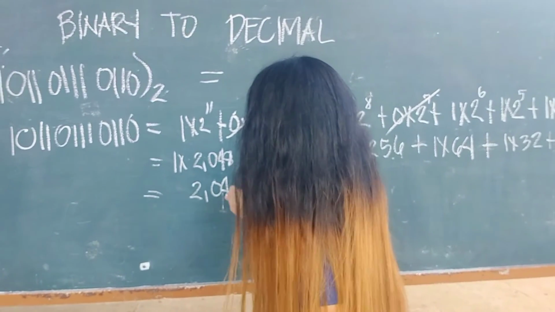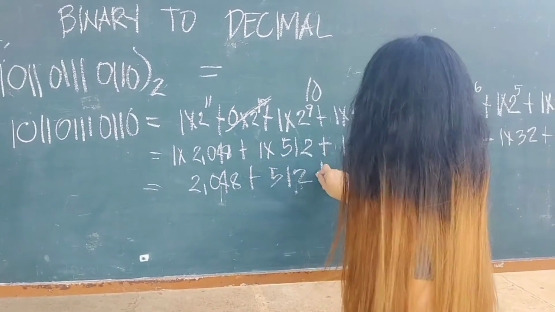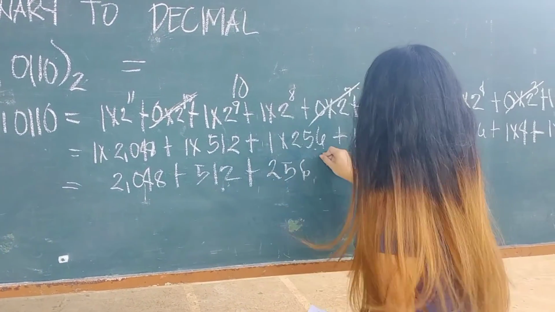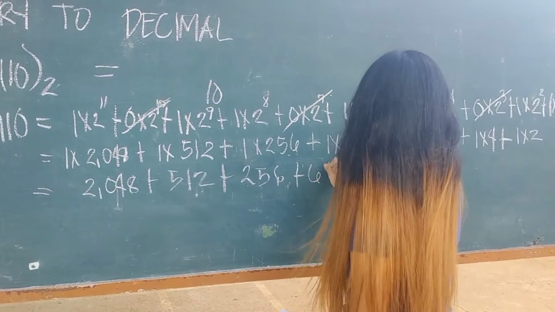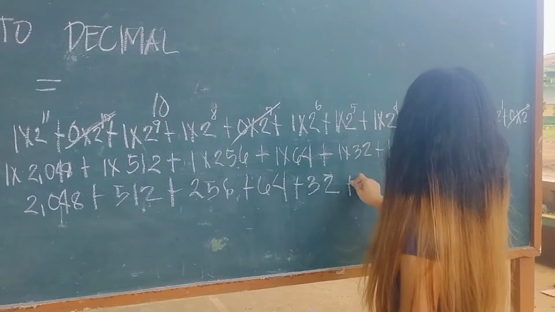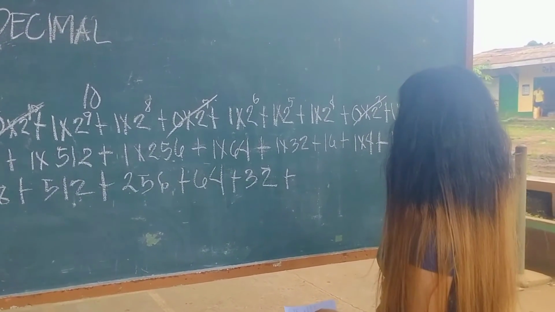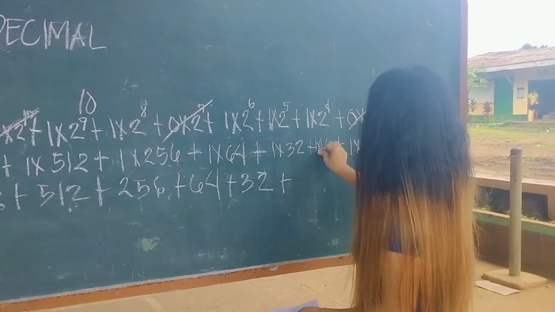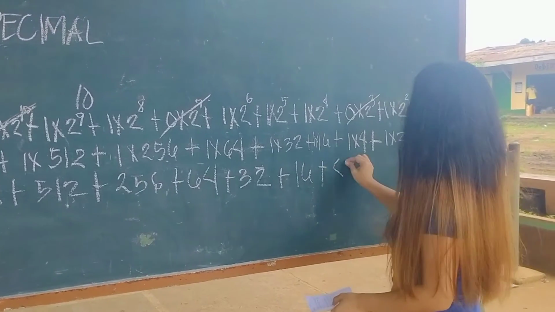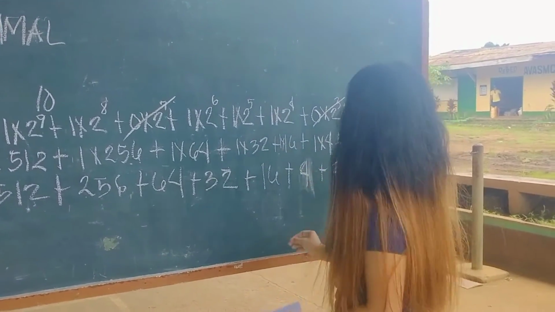2048 plus 512 plus 256 plus 64 plus 32 plus 16 plus 4 plus 2.